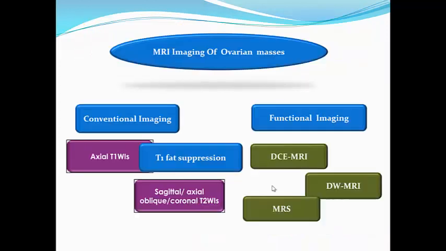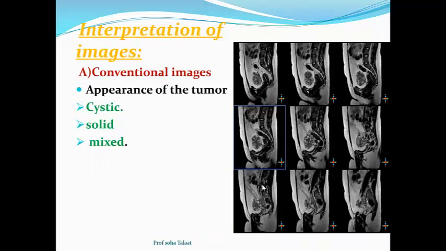Then back to interpretation of the images. When you have an MRI, how do you interpret the images? For conventional images in adnexal masses, the first description is to say, is this tumor cystic, solid, or mixed? Usually, many of my students say first ill-defined or well-defined. I think most lesions of the ovary are well-defined, except if it is inflammatory and not so obvious. It is better to say, is it cystic, solid, or mixed?